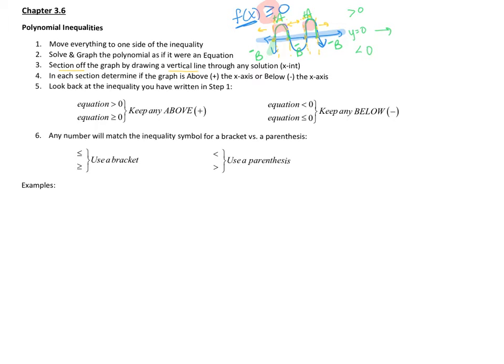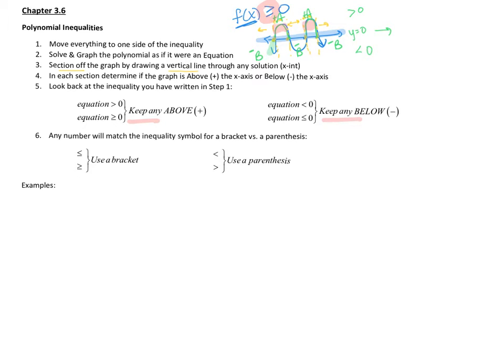Okay, so that's what I mean by we're going to look back at the inequality and decide if we're going to keep any above or if we're going to keep any below. Then once I'm done, I would write my inequality as an interval. So the solutions will be written as an interval. And remember, with interval notation, in our case, we would be using brackets because we've got an equal sign underneath. If there was no equal sign, we would be using parentheses. Okay, so let's look at an example all the way through and see if we can work through it here.